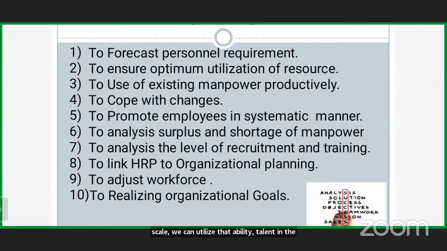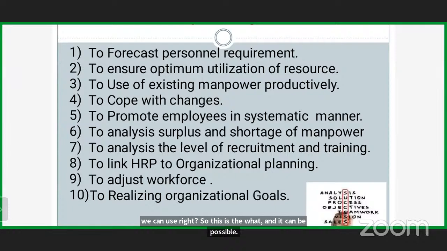If we use a minimum level, people will become lazy in the organization. They will not give that much effort towards the organization. At the maximum level, people will feel hectic and tired. Such things can happen. So we use optimum as much as required, right? And this is possible through human resource planning only, right?